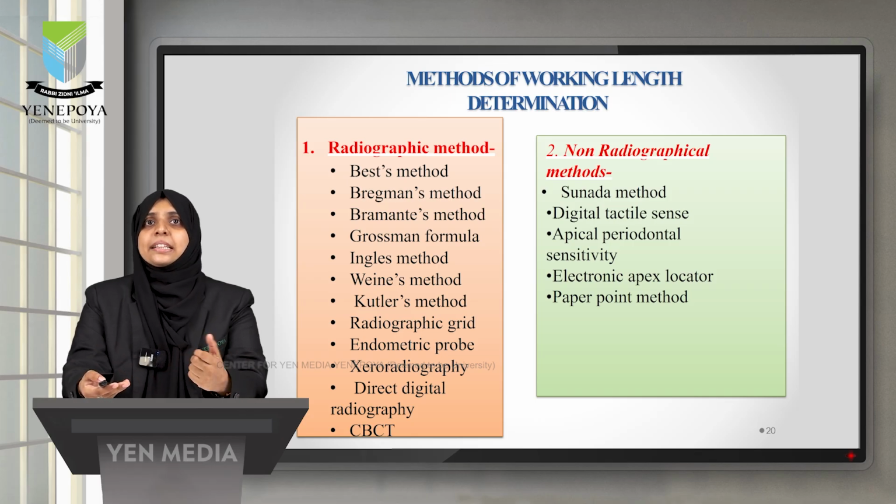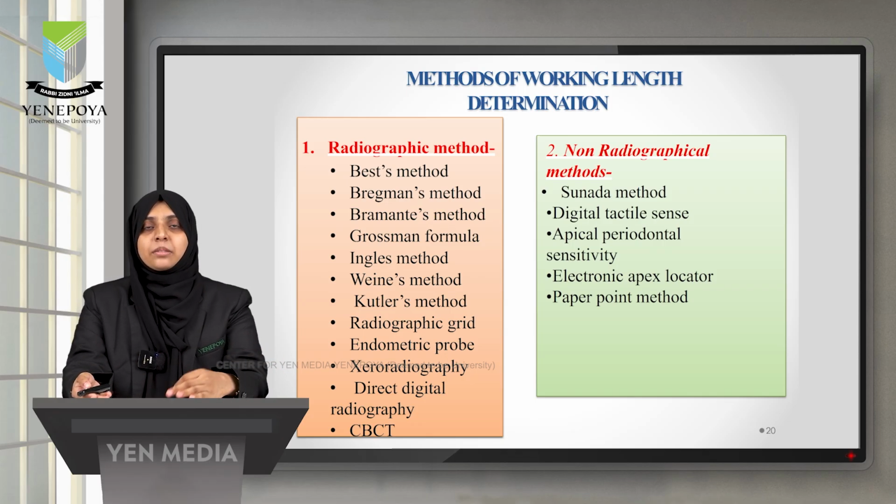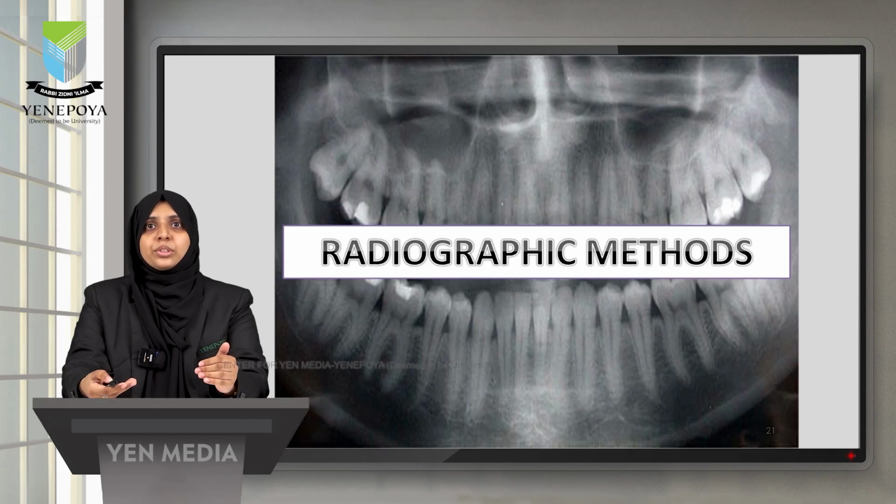Other than the radiographic method, there is a non-radiographic method. There is Sunada method, and there is digital tactile sense, wherein you place the file and you feel the apex. Apical periodontal sensitivity is there, wherein when the patient feels the pain, we feel that the file has now reached the periodontal system. Then there is one of the widely used ones, also used as an adjunct, that is the electronic apex locator, and then there is the paper point method, wherein you check for the bleeding spots. Of all these, we will be dealing with the radiographic method in detail. So let's move on to the radiographic method.